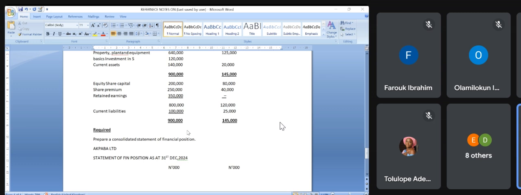Number 2, I said determine the group structure. That is to say the control structure. Determine it. And then number 3, I said determine the fair value of the net assets of the subsidiary, both at date of acquisition and date of consolidation. And I think that is where we are. But it's like you are not getting it.